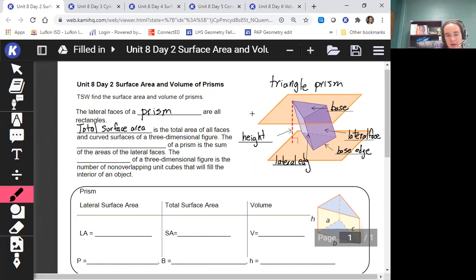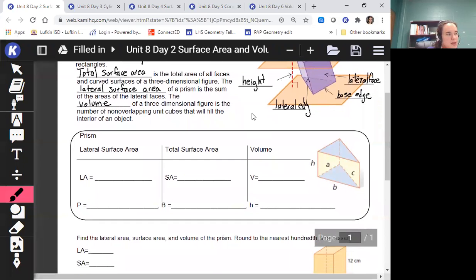So we're looking at different surface areas and volume today. Total surface area is the area of all of the sides added together. The lateral surface area is the area of just the lateral faces. So for a prism, it's the area of your rectangles that are not your base. And volume is only for a three-dimensional figure, and it's how many unit cubes would fill that object.